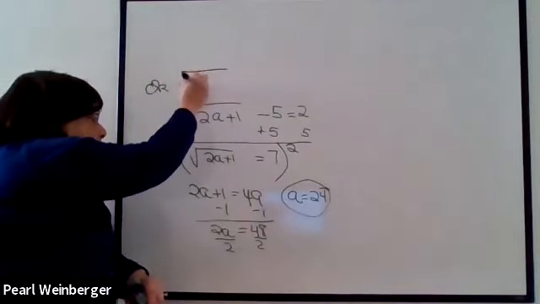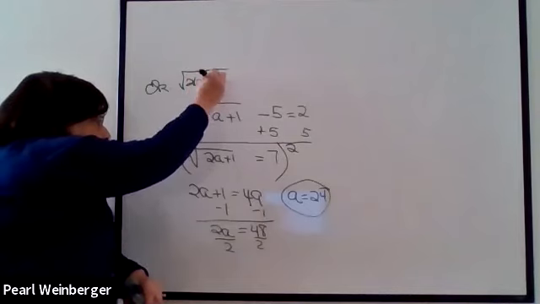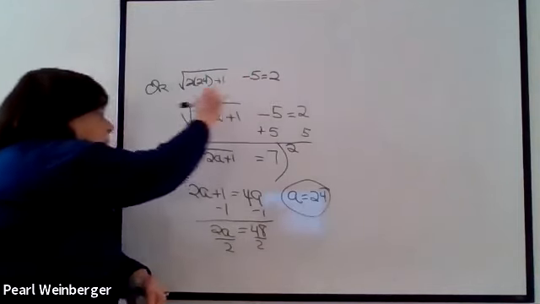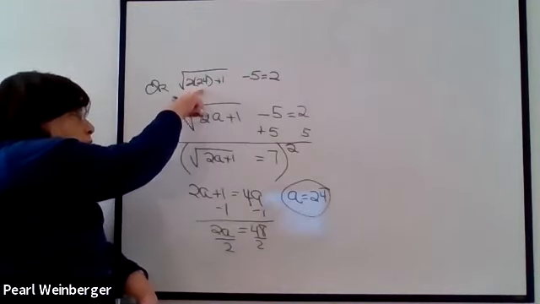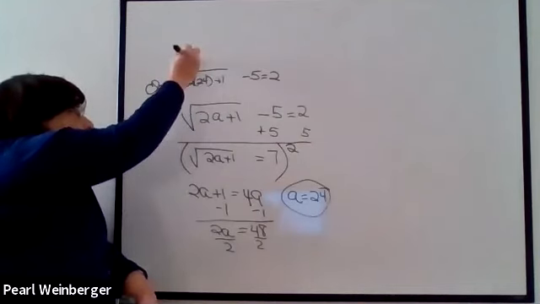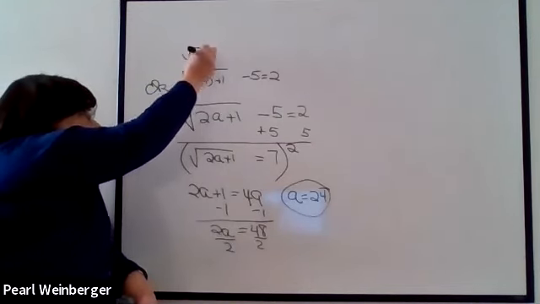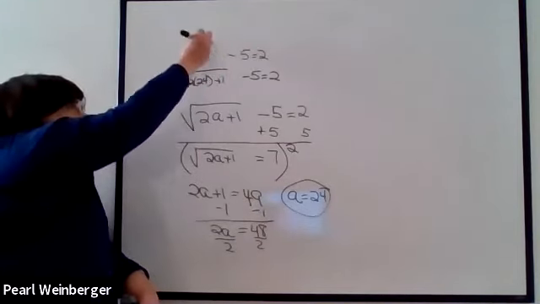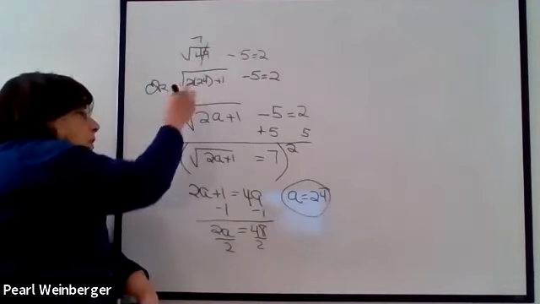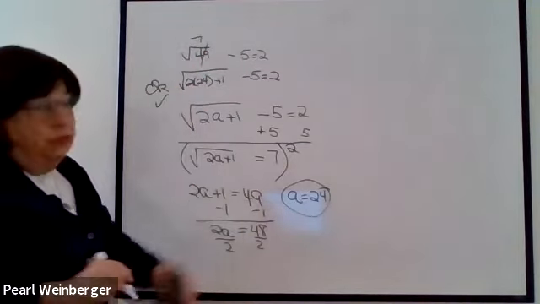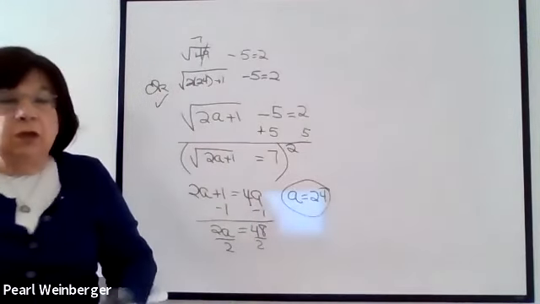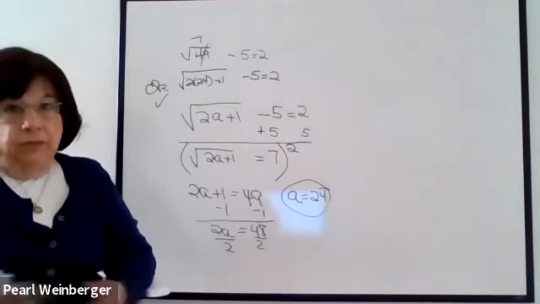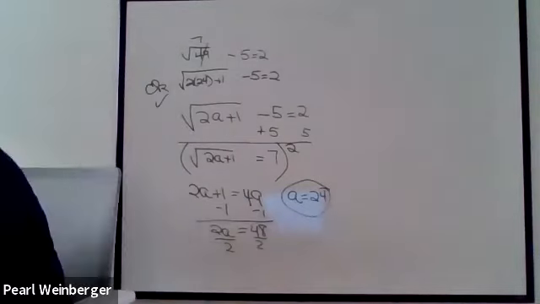I'm going to do the square root of 2 times 24 plus 1, minus 5 equals 2. So the 2 times 24 is 48, plus 1. This is the square root of 49, minus 5 is giving me 2. And we know the square root of 49 is 7, and 7 minus 5 gives me 2. So this is a good answer. 24 is the correct answer. And I checked my answer and it works. Okay, I'm going to give you one to try.